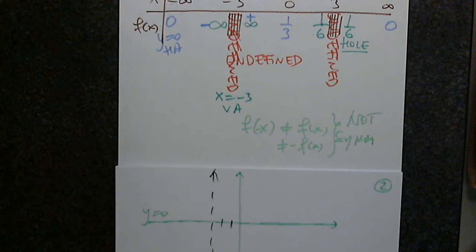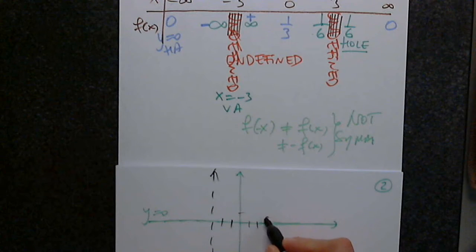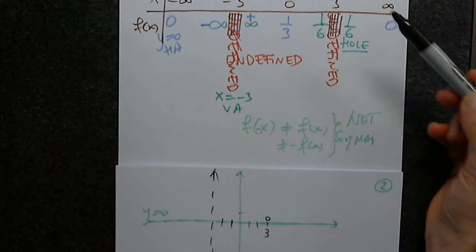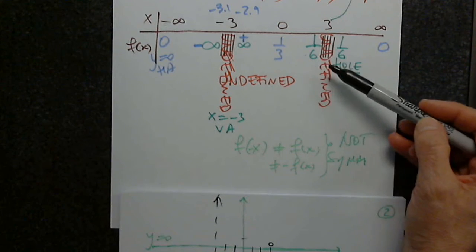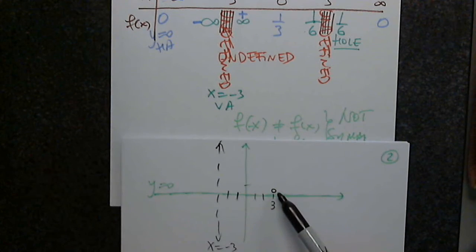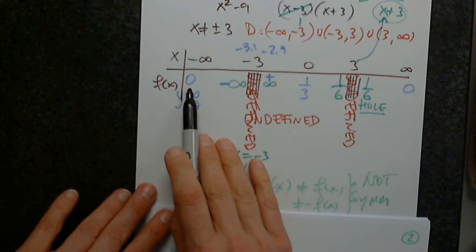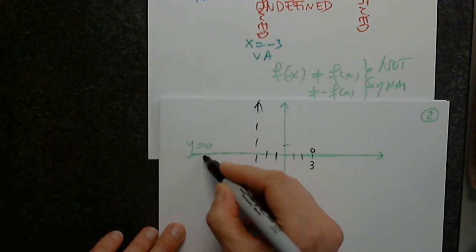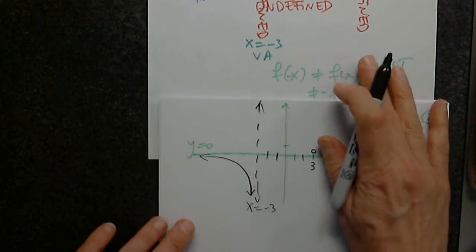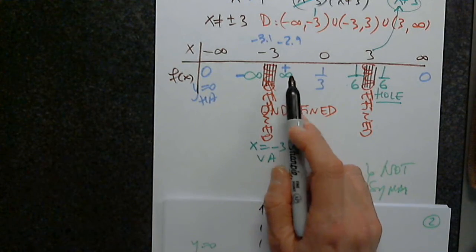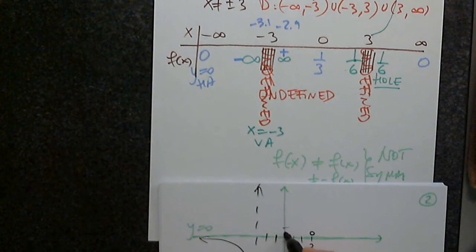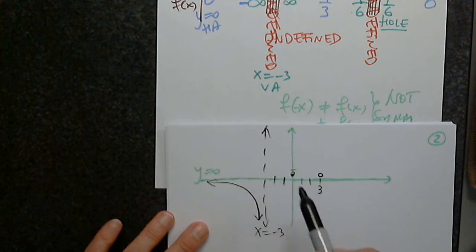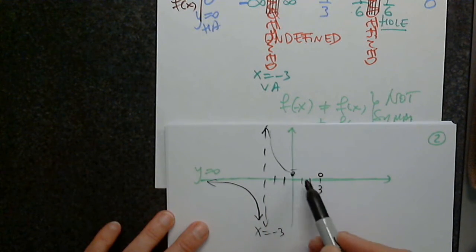Let's plot the hole so we don't forget. Difficult for me to plot 1/6, so I'm just going to say here. At 3, left and right, 1/6. It's this point. So now let's see, from 0 to negative infinity. On the right-hand side of the vertical asymptote it is positive. 0, 1/3 is this point. I'll make it a little bit higher. And this is what it is.